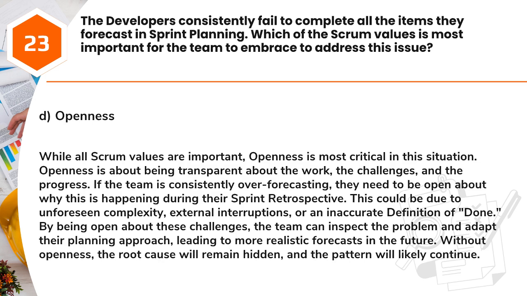Answer: D. Openness. While all Scrum values are important, openness is most critical in this situation. Openness is about being transparent about the work, the challenges, and the progress. If the team is consistently over-forecasting, they need to be open about why this is happening during their sprint retrospective. This could be due to unforeseen complexity, external interruptions, or an inaccurate definition of done.